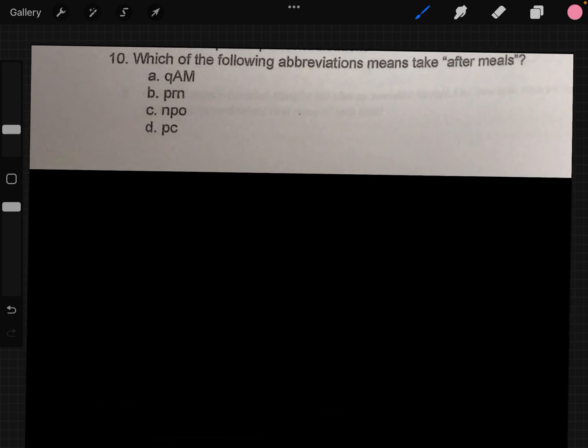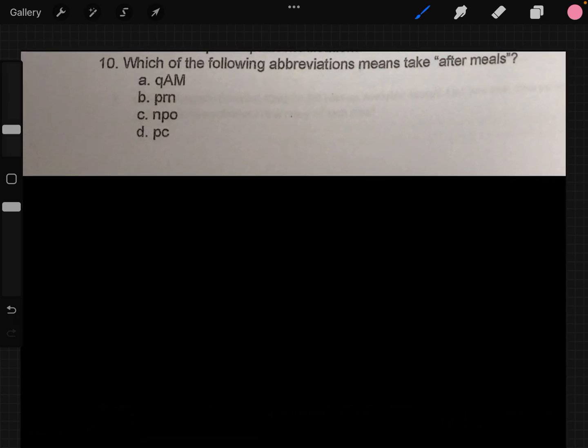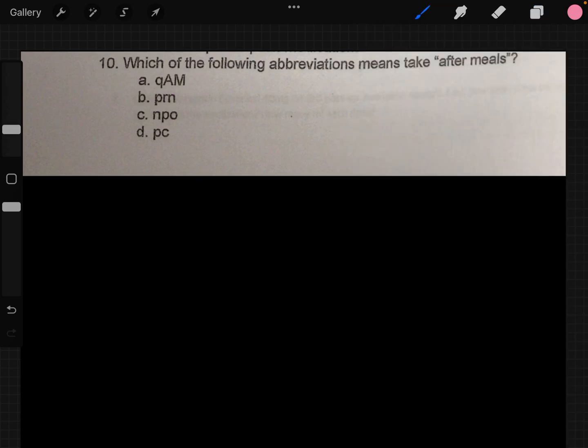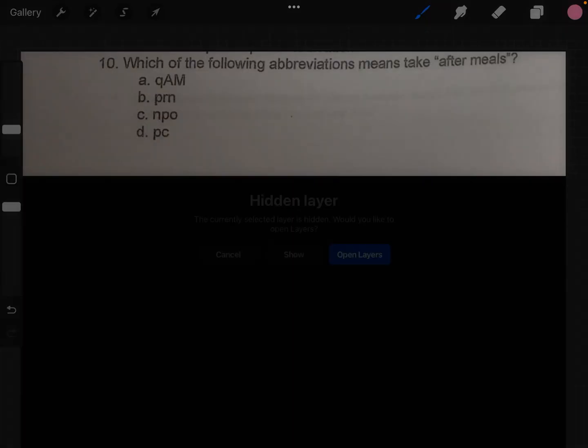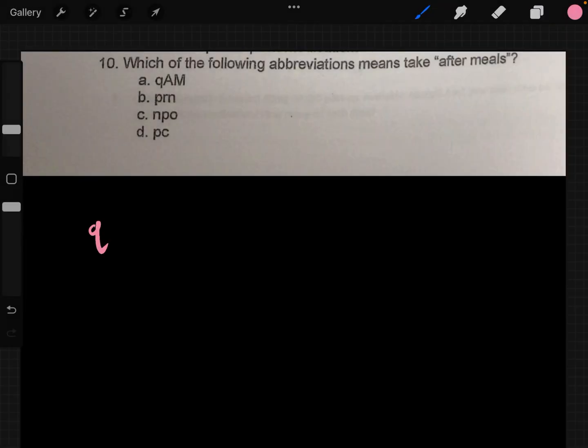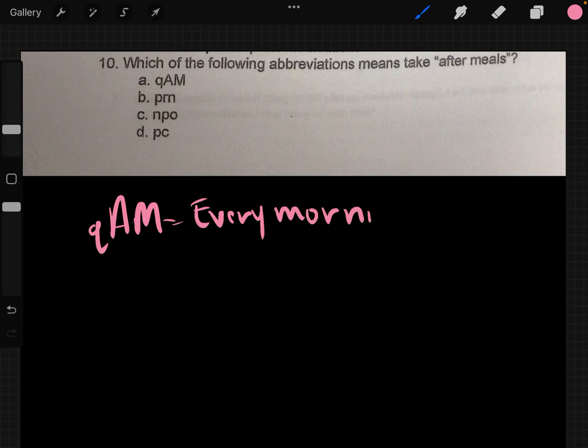Okay, which of the following abbreviations means after meals? Okay, so let's start with QAM. Sorry about that. QAM equals every morning. Okay.